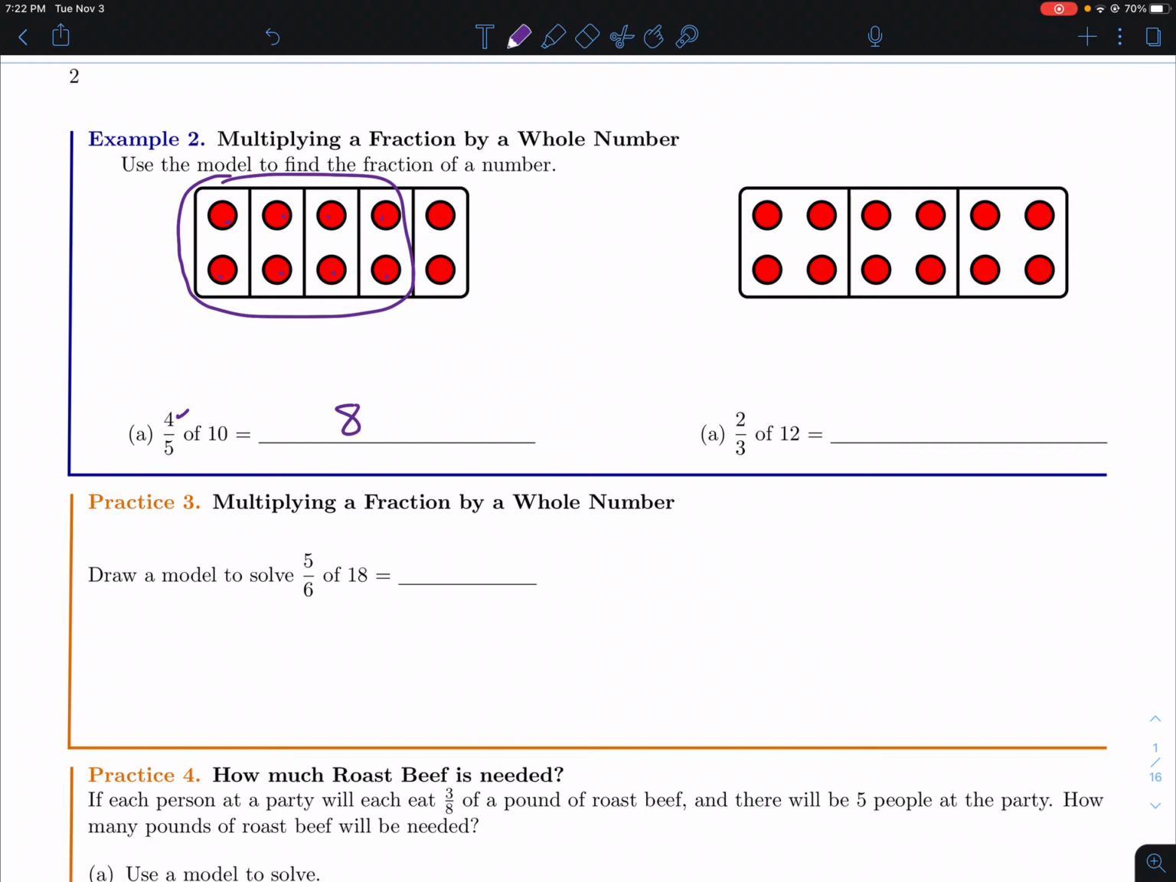All right, similarly for 2/3 of 12. Again, we've got our 12 red circles to represent 12. Since we're interested in breaking this into thirds, we went ahead and divided these up into thirds. And since we want 2/3 of them, now I'm going to circle 2 of these chunks. And then again, just add them up. 1, 2, 3, 4, 5, 6, 7, 8. So again, 2/3 of 12 turns out to be 8 also. So 8's the magic number for this problem.